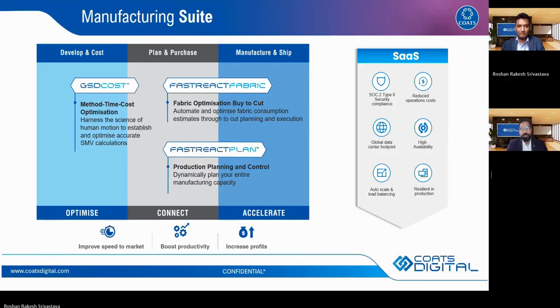Our manufacturing suite. Our portfolio involves 3 of our major products. First one is GSDCost, as a lot of us in this webinar will know. It is a method time cost optimization solution. Another one is FastReact Fabric, which is used for optimizing fabric buying to fabric cutting in the cutting room during manufacturing. And the last one is the FastReactPlan, which we are going to talk about today.